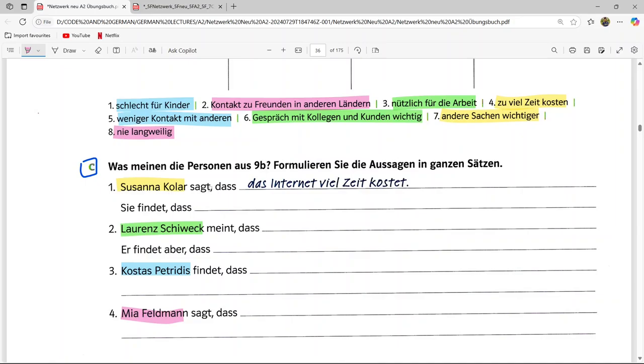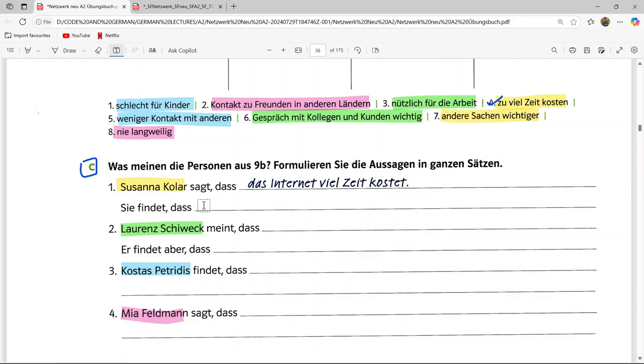Susanna Kohler sagt, so Susanna Kohler said, dass das Internet viel Zeit kostet. That Internet takes more time. Okay, so this one is done. Another thing about Susanna Kohler is remaining: andere Sachen wichtiger. Okay, so we have to make the sentence here.